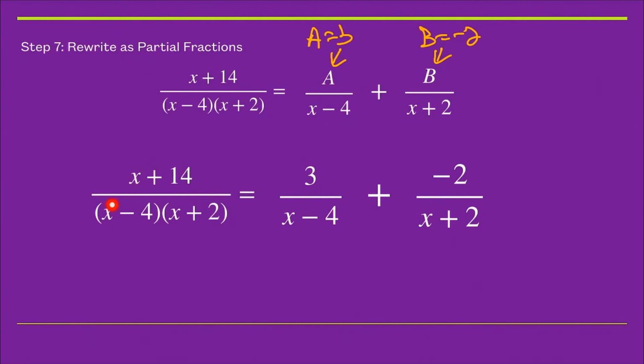So x plus 14 over x minus 4 times x plus 2 is equal to 3 over x minus 4 plus -2 over x plus 2. And that's the whole process. So we basically deconstructed it, and then at the end you reconstruct it, put it all back, and that's what the partial fractions would look like.